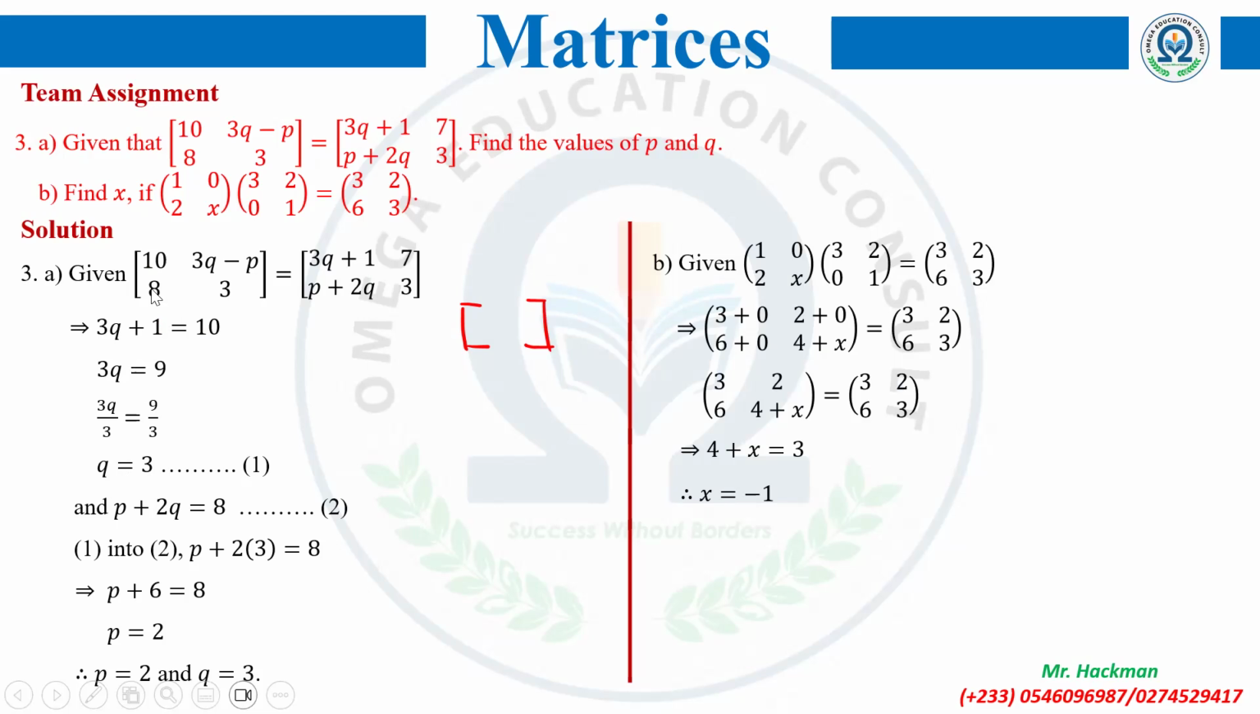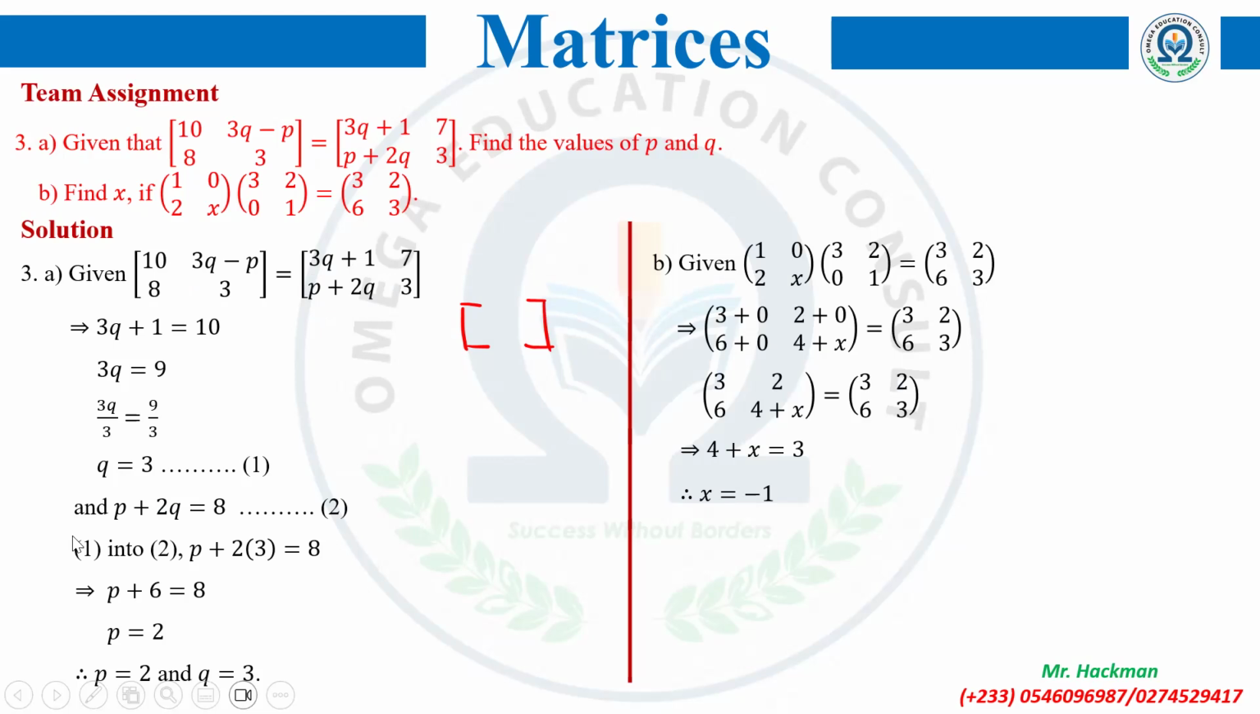Then let's see if you can also form an equation in p. This expression here is in p and q. This term, which is this entry, must be equal to this entry. So p plus 2q should be equal to 8. That becomes equation 2. Then you substitute equation 1 into equation 2, because once you know the value of q, indirectly you know the value of p.